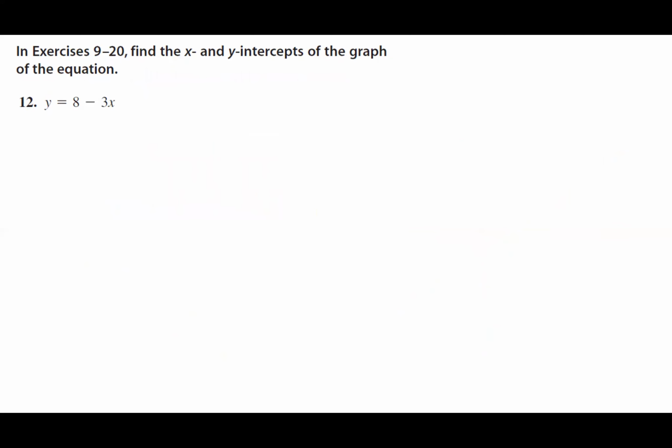So let's jam with number 12. Find the x and y intercepts of the graph of the equation. Now, I don't want to graph this guy. I just want to find the x and y intercepts. That's it. So I'm trying to find the x-intercept. All I have to do is put a 0 in for the y value. Plug that in. Tell me what you get.